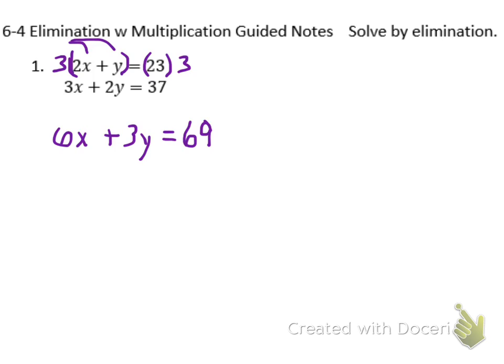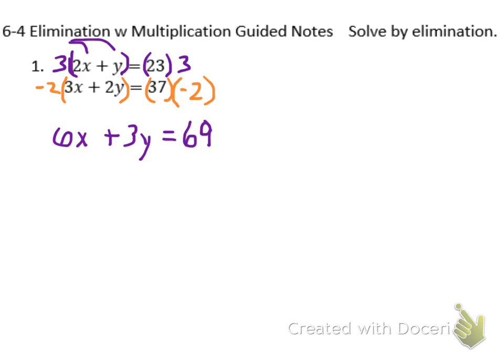Now for the second equation, I can multiply by 2, but notice if I multiply just by a positive 2, my x's will be the same coefficient. 2 times 3x is 6x. So we want them to be opposite coefficients. So I'm going to multiply the second equation by negative 2.